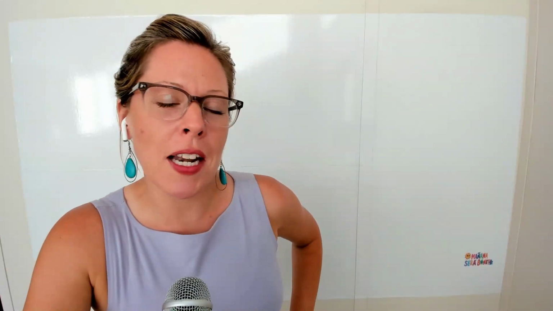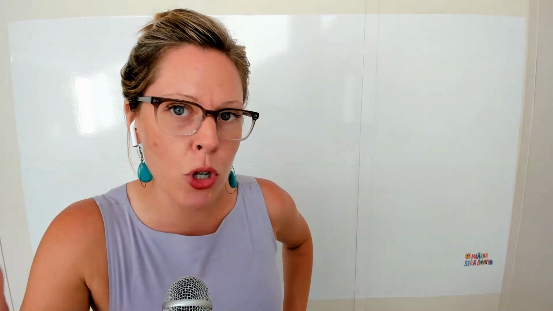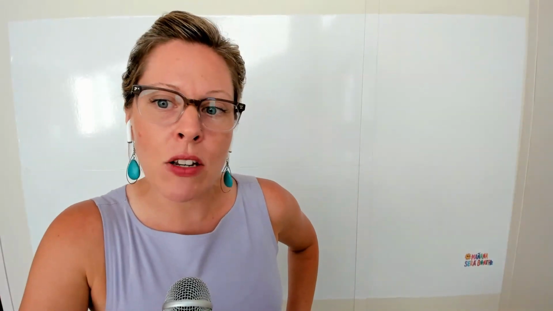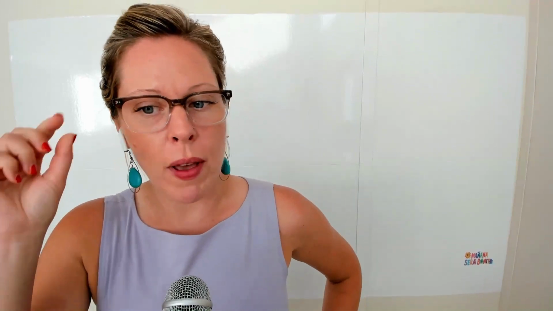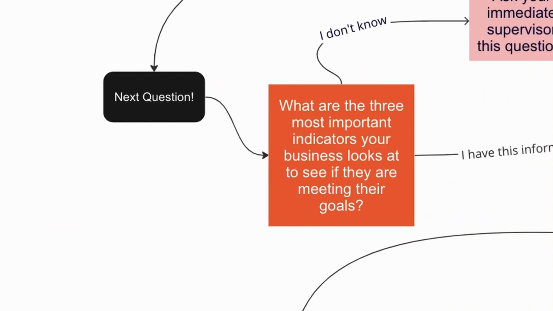So if you don't know the answer to that question, go ahead and ask your immediate supervisor, and I'm sure they can give you the answer. And you're going to write that down in box A, which I'll show you in just one moment. Once you get that detail, don't go any further until you've got that detail clear. Next, we want to know, what are the three most important indicators that your business looks at to know whether or not they're meeting their goals? Once you get that done, go to the next question.